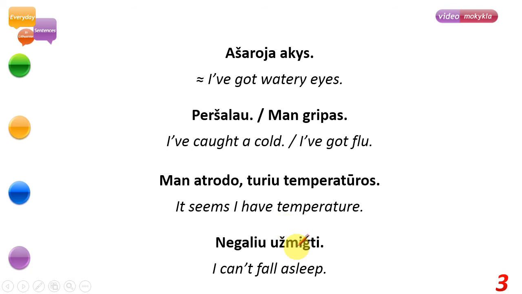Miegoti means to sleep, and užmigti, užmiega, užmigo means to fall asleep. Finished action, with the prefix. And the root also changes from the word miegoti to migti, užmigti. So, I can't fall asleep. Negaliu užmigti.